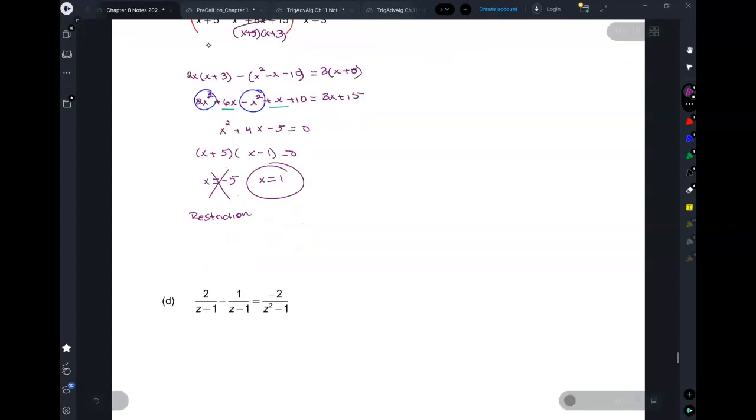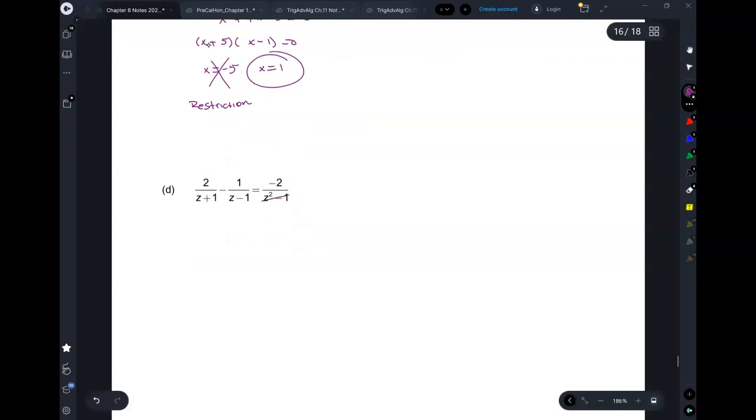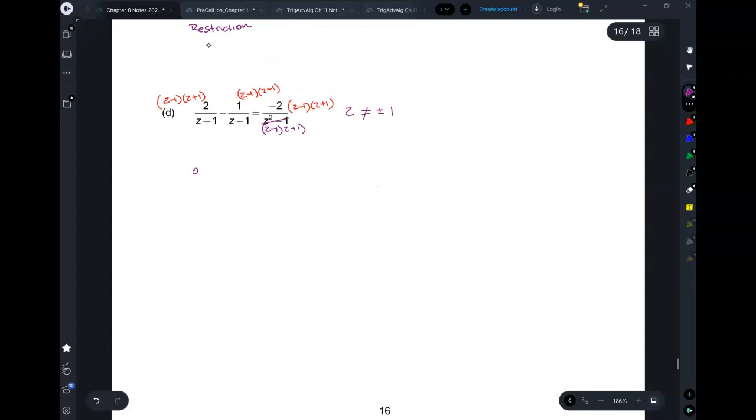Okay. All right, so the next one, we're going to factor this one. It's going to be z minus 1, z plus 1. So the restriction is z can't be plus or minus 1. And so the LCD is z minus 1, z plus 1. You multiply. So we're going to get 2 times z minus 1 minus z plus 1 equals negative 2.